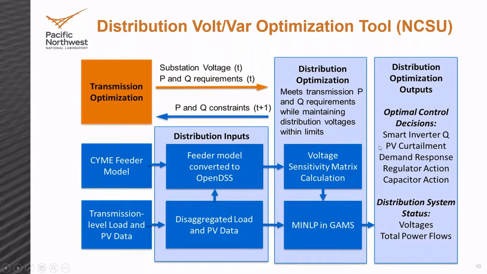And the decision variables we are using here are the reactive power coming from smart inverters, PV curtailment if any is needed, demand response, and voltage regulators and capacitor banks that are on the distribution side. And at the end, you'll be able to figure out, okay, here's what we were able to achieve, and send that back to transmission. Now at T+1, in the next optimization time step, we tell transmission, okay, here's what we were able to achieve, and here's what's available for your next time step of optimization.